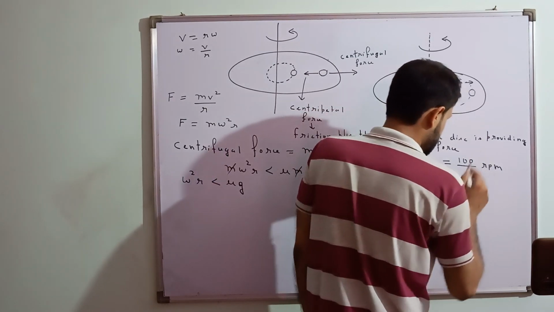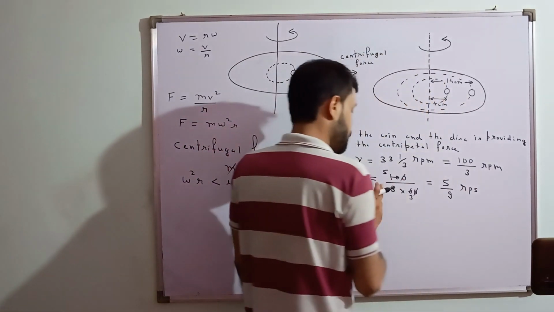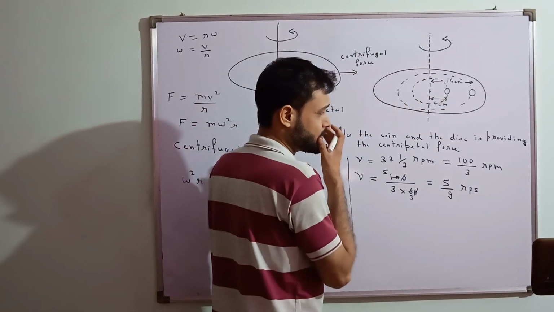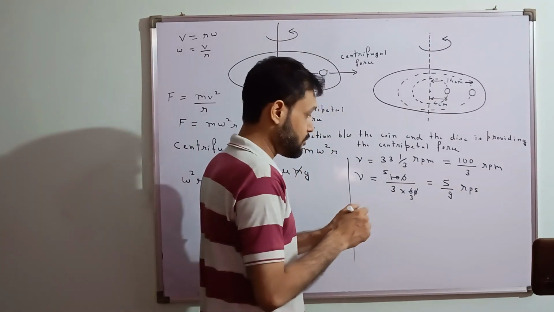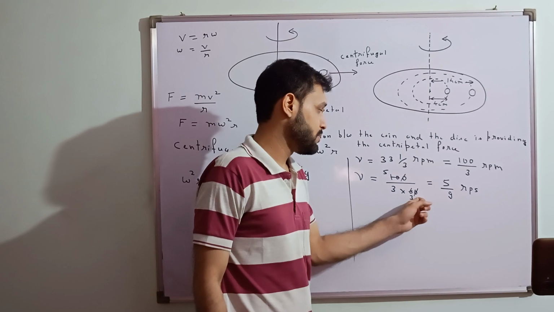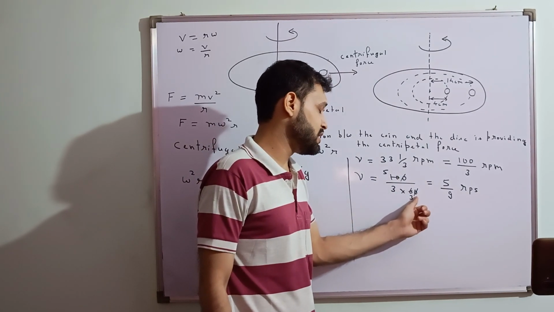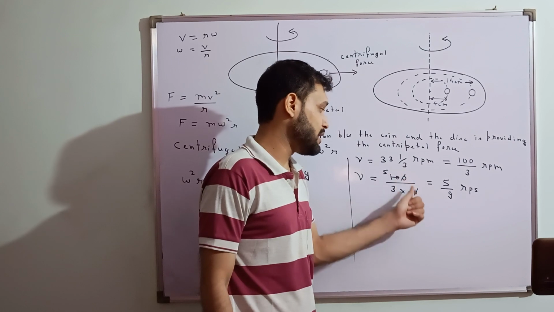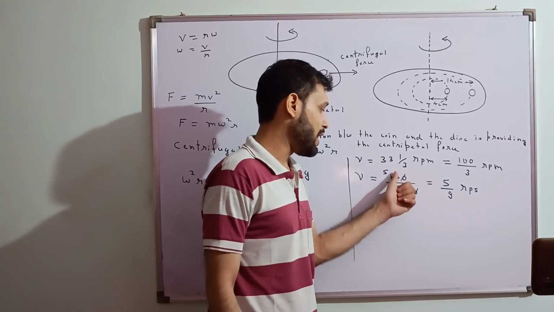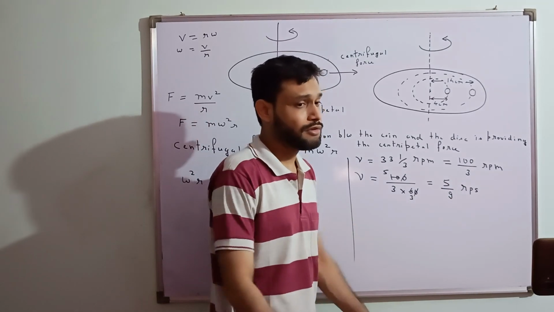RPS. For finding it in seconds, revolution per second, what did I do? I divided by 60. So this 0 and 0 will get cancelled. 6 will be remaining there. And 10 and 6 I cancel with 2. 5 and 3. 3 3s are 9. 5 by 9 revolutions per second.